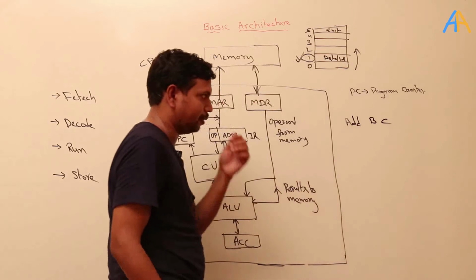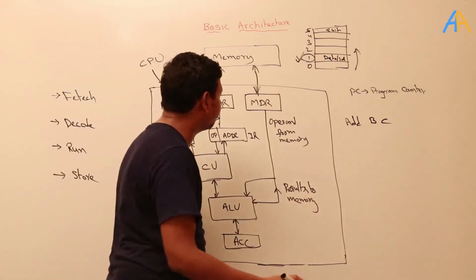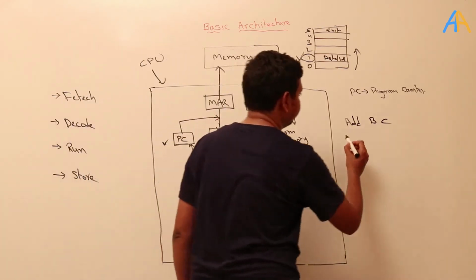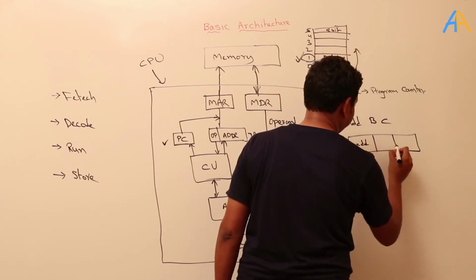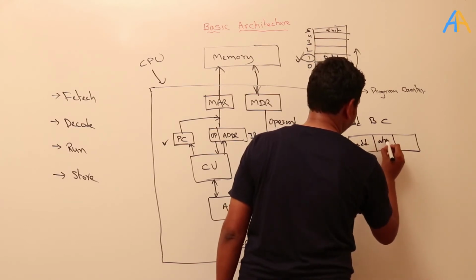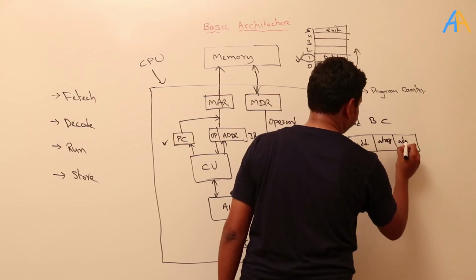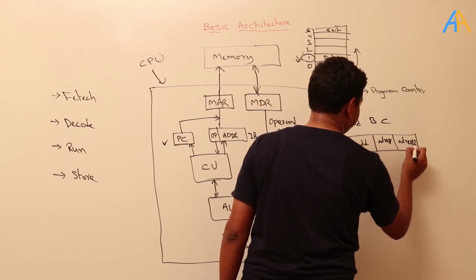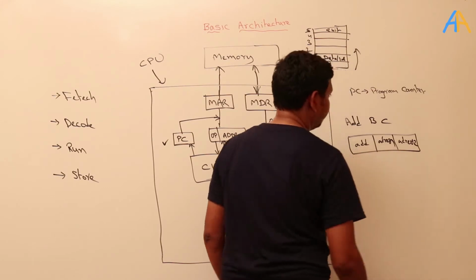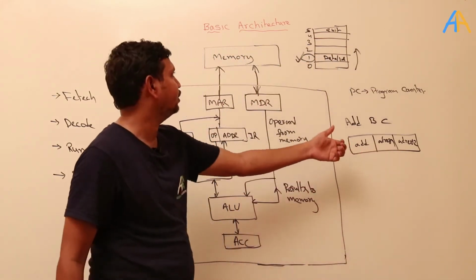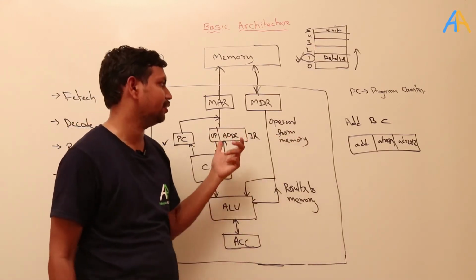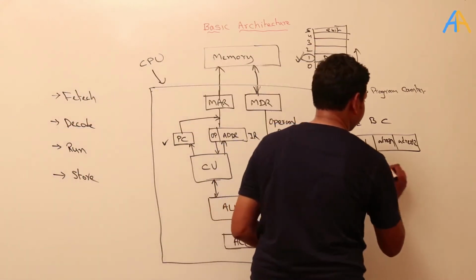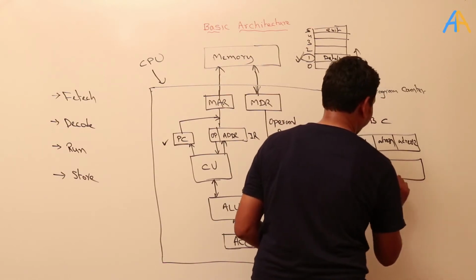Add B C. Okay, so you take the opcode first. Add, address 1, address 2. For example, this is the IR, this is the instruction, it has been fetched here into the instruction register. What does the instruction register contain? It is like this actually. For simplification I am telling.